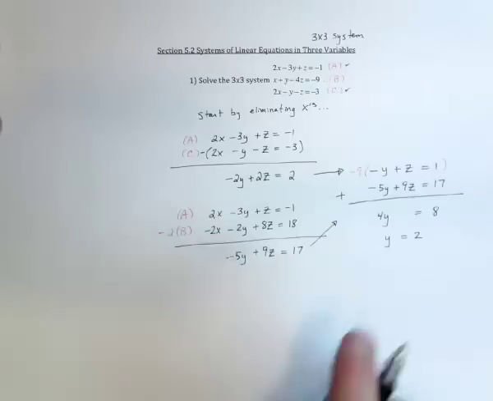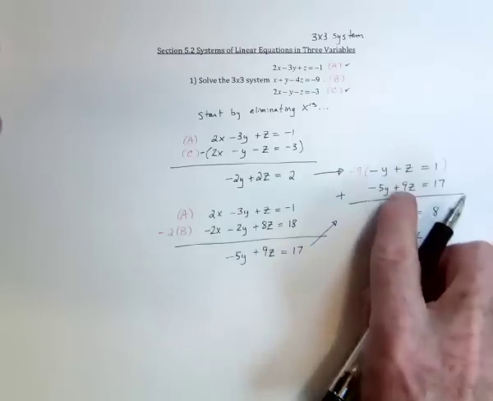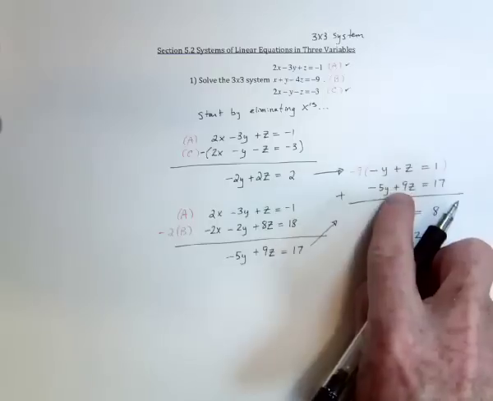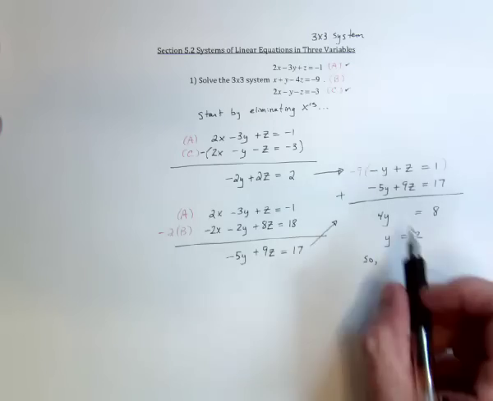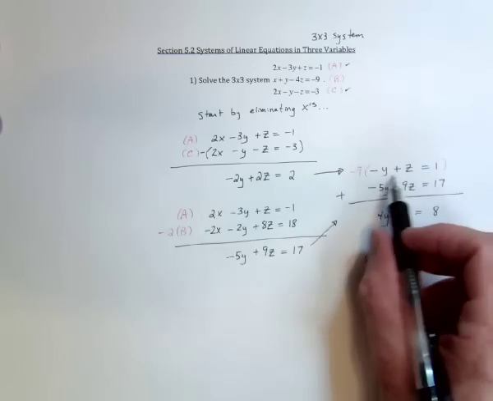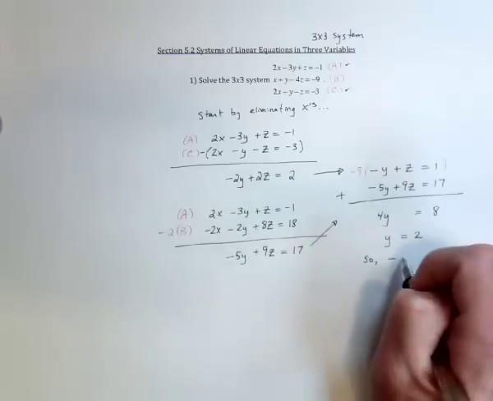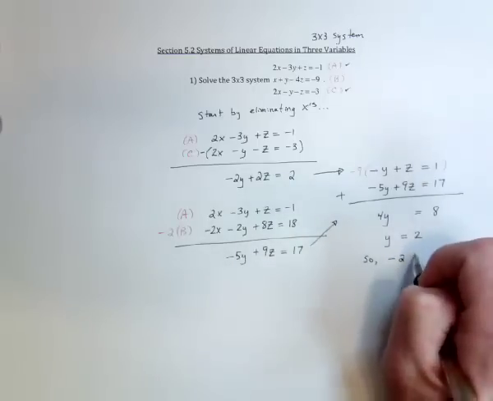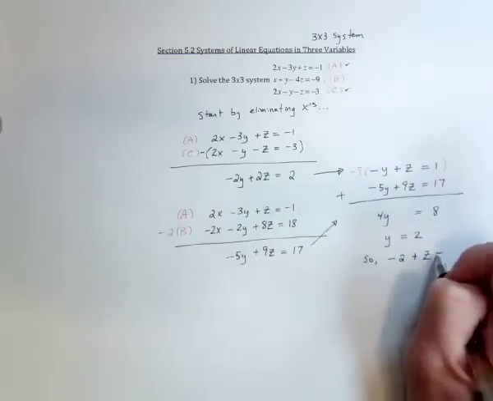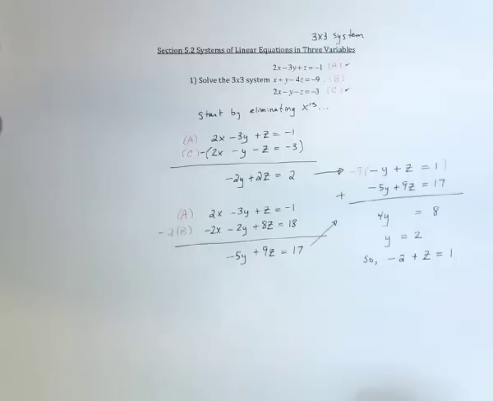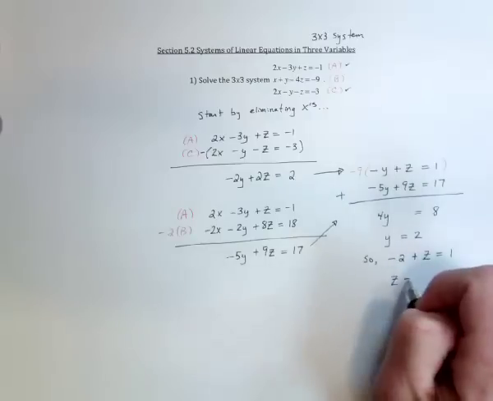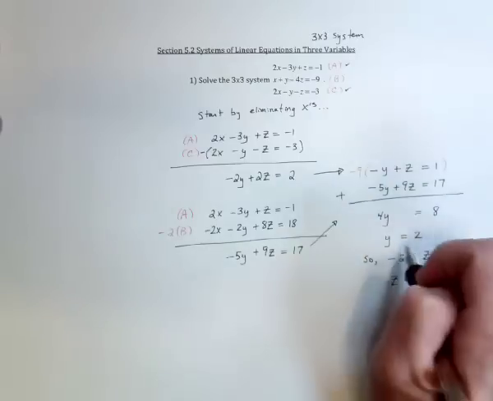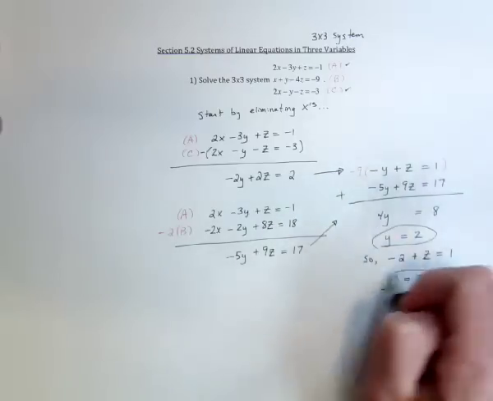Now, take that information and substitute it into one of these two equations that have y and z, and we'll be able to find z. And so we have, I'm going to use this equation that looks to be the simplest, negative what y is equal to plus z is equal to 1. So just add 2 to both sides, and we've got that z is equal to 3. So we have the y is equal to 2 and the z is equal to 3.